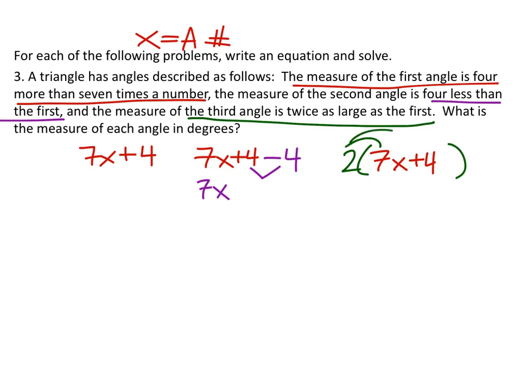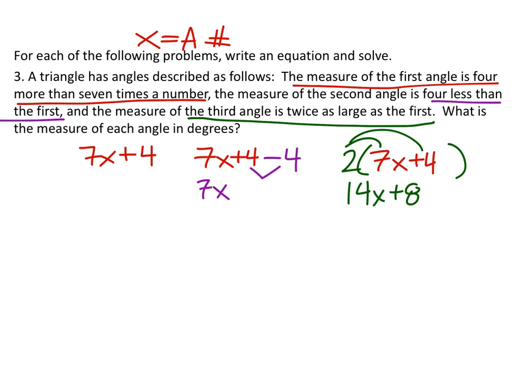And I can distribute that 2 into the set of parentheses. 2 times 7x, or 2 sets of 7x, would give us 14x's. And 2 sets of 4 would give us positive 8. So I have expressions for all 3 angles. Then it says, what is the measure of each angle?